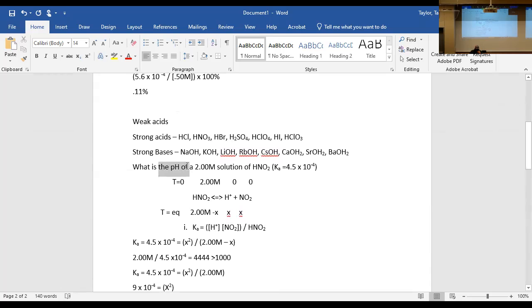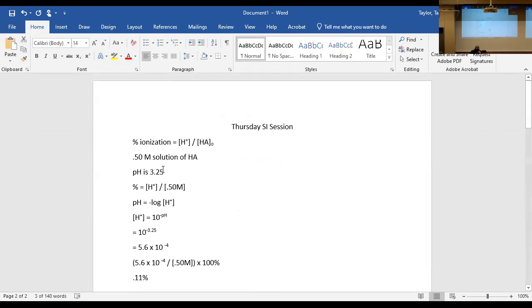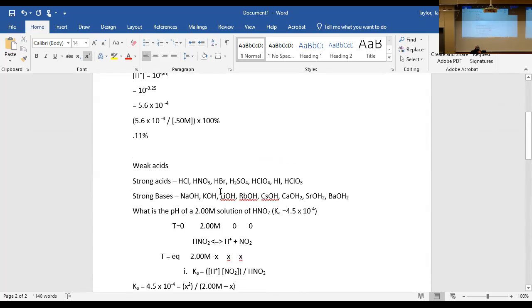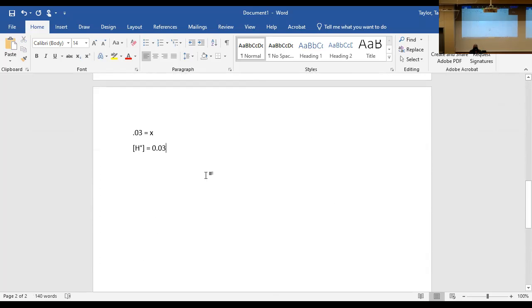But what do we do with that? Well, we're trying to find the pH. And if you remember, you come all the way back up here to the top. pH is equal to the negative log of the hydrogen concentration. So we have everything we need. We just plug this into our calculator, the negative log of 0.03, and we come up with a pH of 1.522878, and it keeps going.